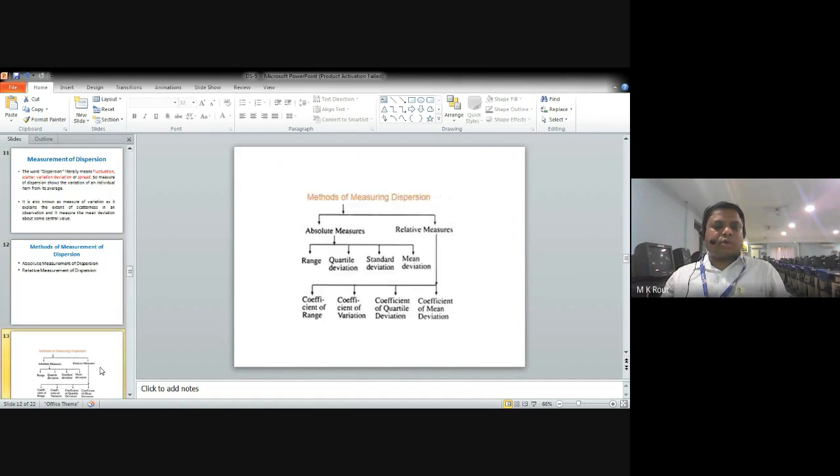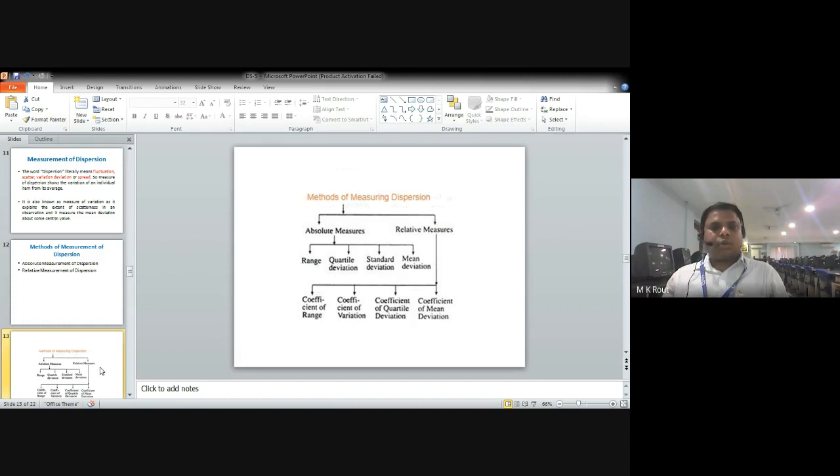If you go to the broad classification of measurement of dispersion, as I told, the first one is absolute measurement of dispersion. The second one is relative measurement of dispersion. Under absolute measurement of dispersion, we have the range, the quartile deviation, the standard deviation, and the mean deviation.